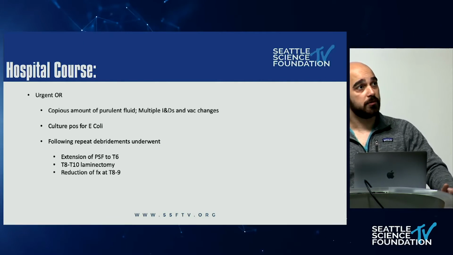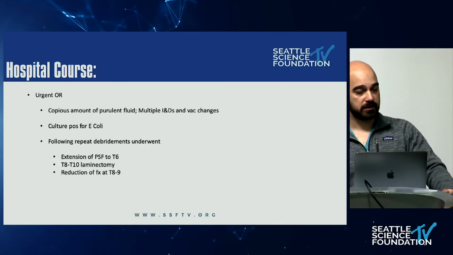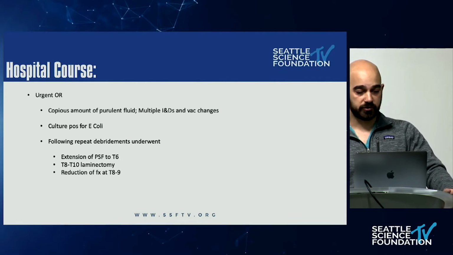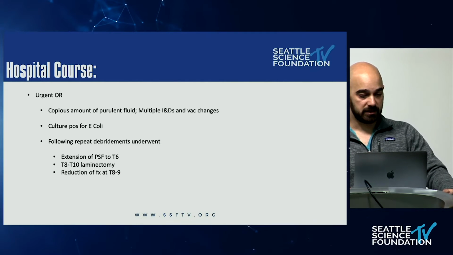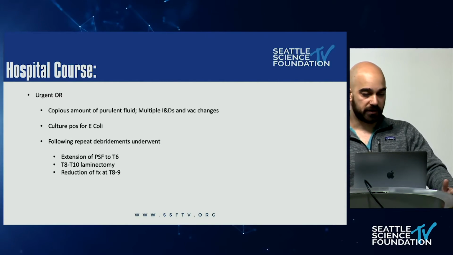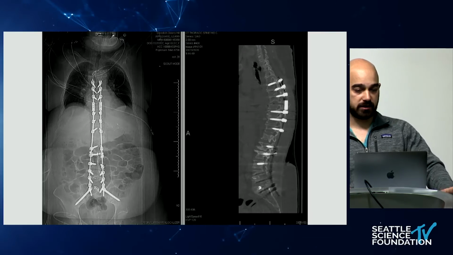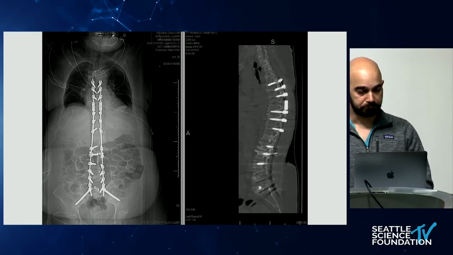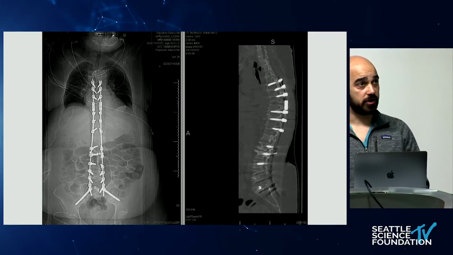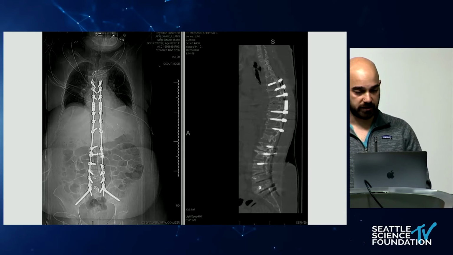After multiple debridements, she was taken back to the OR for extension of her posterior spinal fusion to T6 with laminectomy from T8 to T10 and reduction of the fracture at T8 and 9. These are the postoperative images from her second surgery. She was recently discharged to a nursing facility.